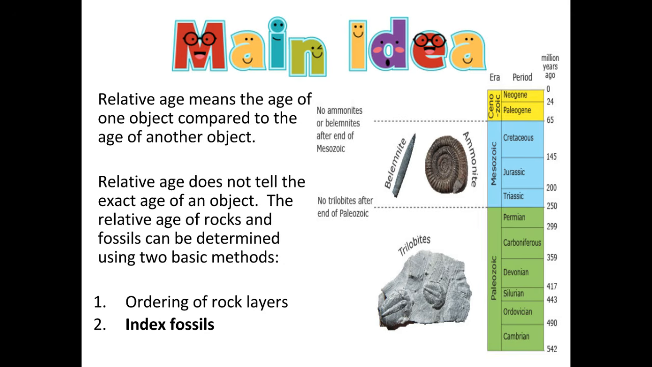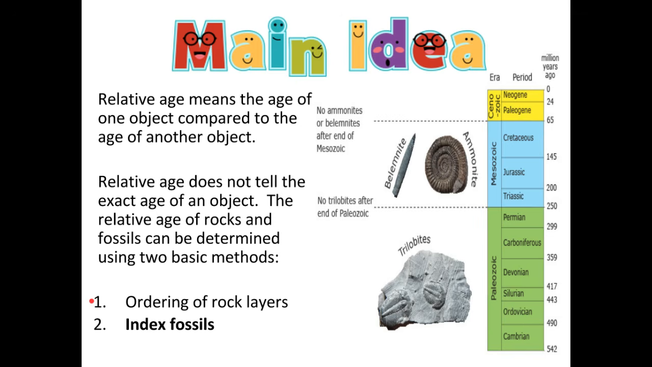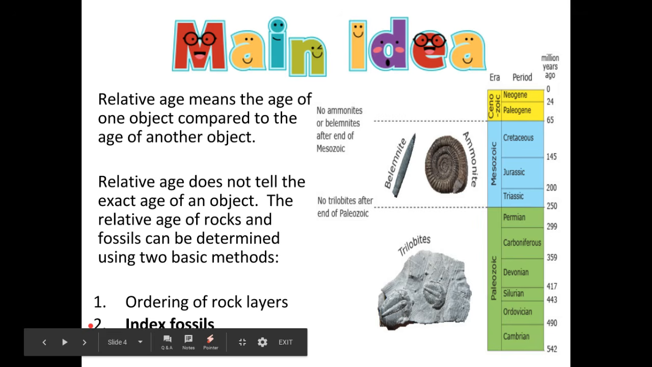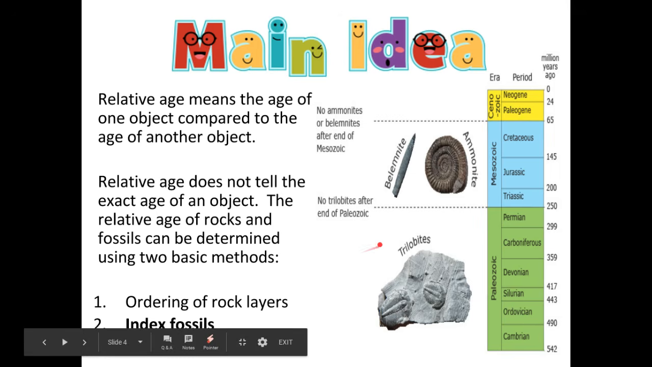In the previous lesson, we discussed the law of superposition, which tells us how we determine the relative age of rock layers. And in this presentation, I'll be outlining how index fossils tell us the relative age of rock layers and fossils. So this picture right here shows us some common index fossils.